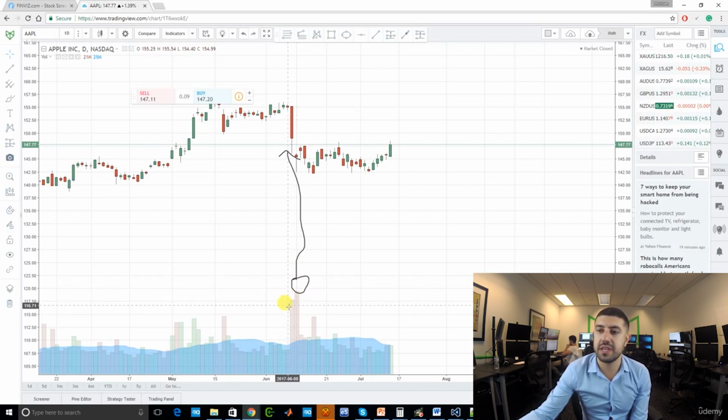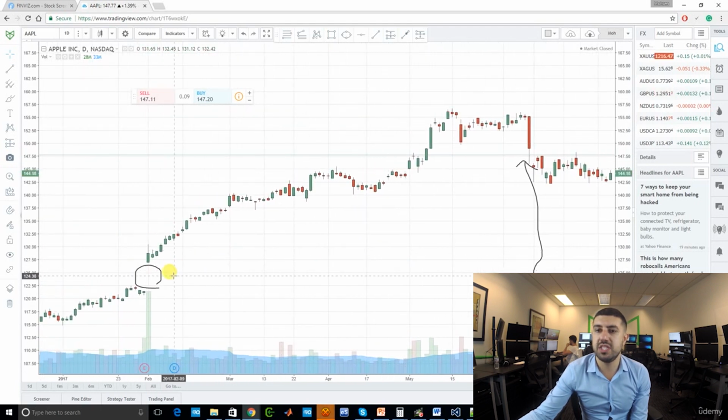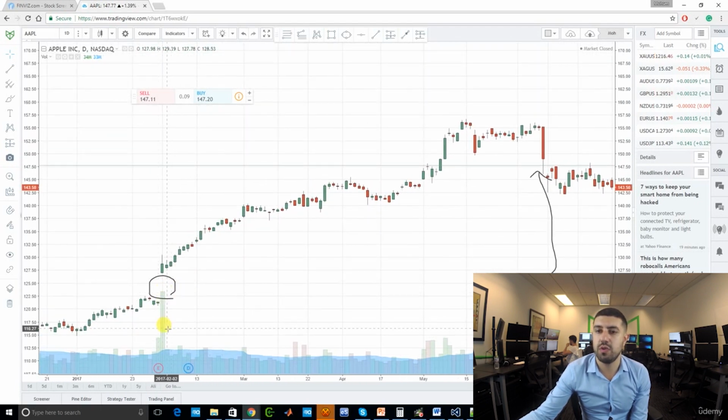Way more shares exchanged hands than usual. Usually there's about this many shares that exchange hands. Here, twice as much more. And if you look at this situation too, where volume really spiked up, and rightfully so, because look at the stock. Here it was $120, and here it opened way higher, $128. The stock went way higher.